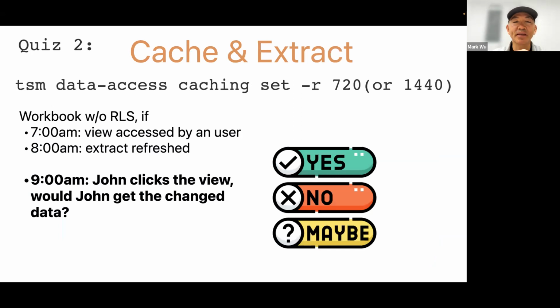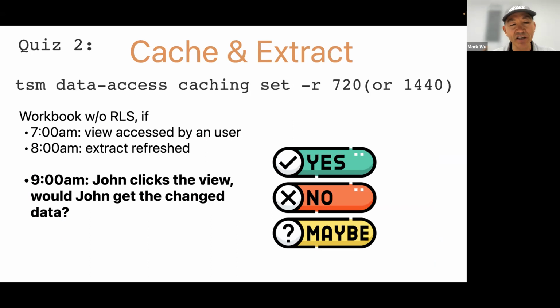Question number 2. I'm going to give you a scenario. Let's say your server has cache setting as 12 hours. The workbook has no rule level security. 7 a.m. view accessed by a user. 8 a.m. extracts refreshed successfully. At 9 a.m. user John clicks the view. Will John get the changed data?